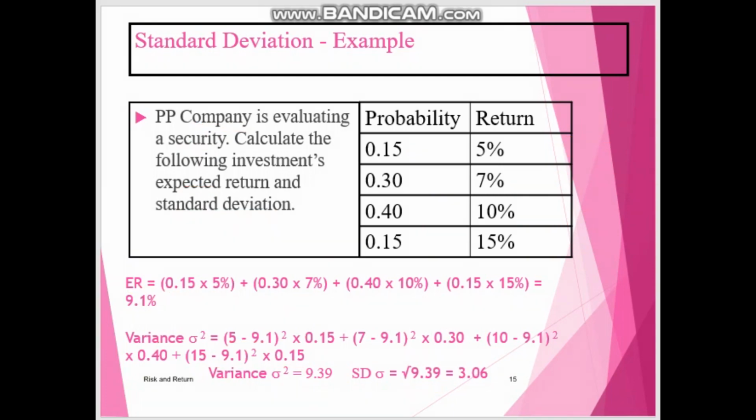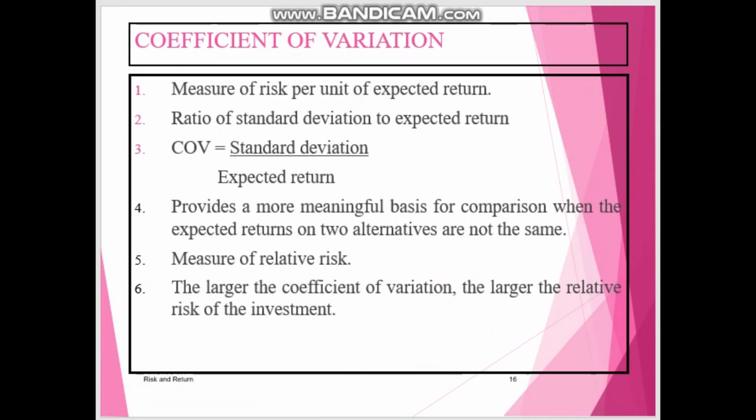Okay, now we move on to the other one. The coefficient of variation is the other way to measure. This is where we would like to measure the risk per unit of the expected return. So, risk per unit. What we calculated previously, the standard deviation, is the risk for a share or the risk for the security. Here we have the ratio of the standard deviation to expected return. So the formula for the coefficient of variation is the standard deviation divided by expected return.